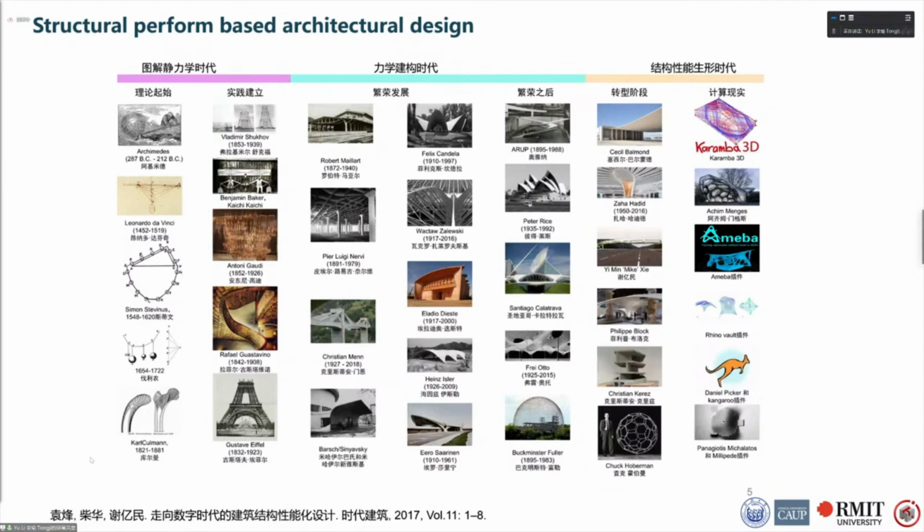One reliable technical approach is graphic statics. Starting from Archimedes' research on levers, the development of graphic statics gradually matured until the 19th century. Then some structural analysis or form-finding techniques emerged, like topology optimization and some other advanced techniques.